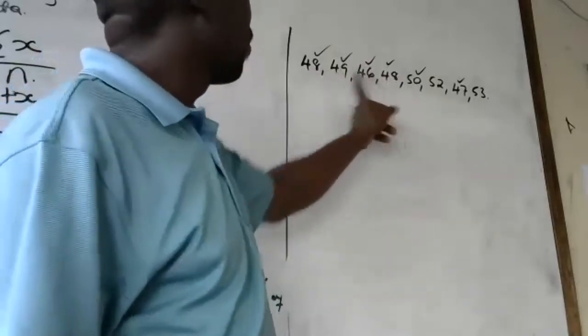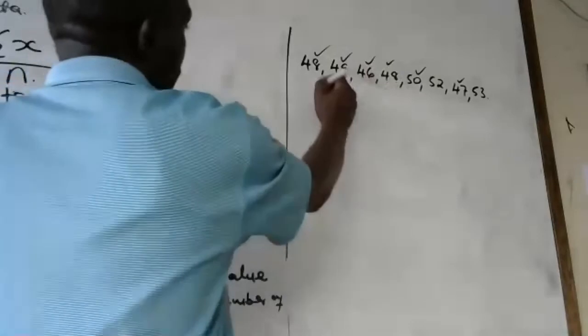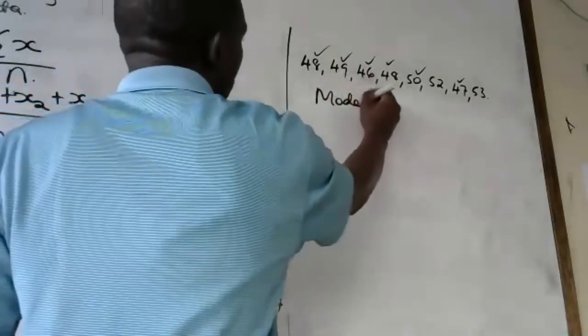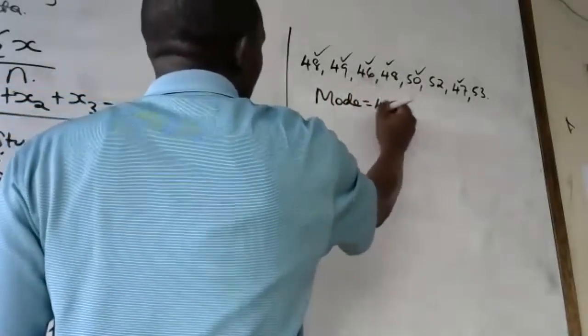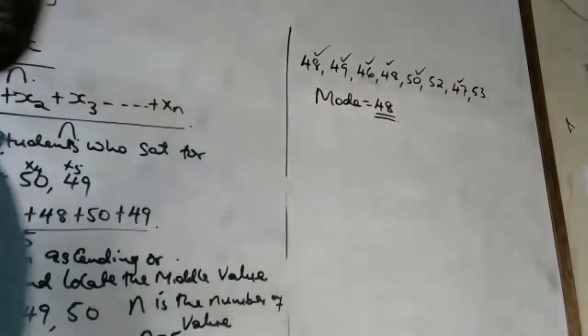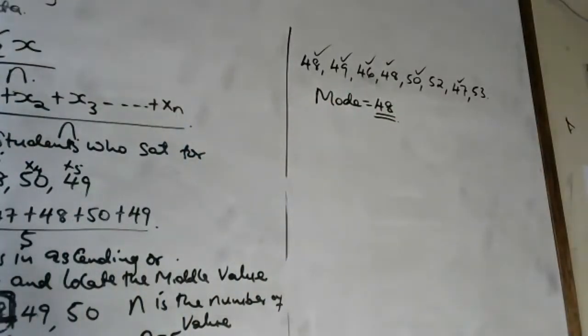48 is the one that is most repeated, and you simply say that the mode is equal to 48, and that is the answer, because 48 is appearing twice, while all the others are only appearing once. In some cases, we can have the mode as two numbers.